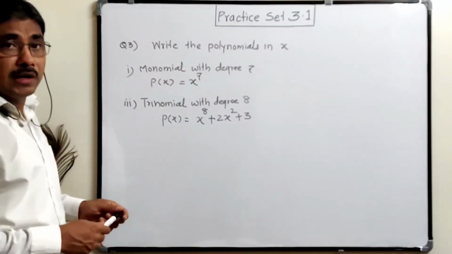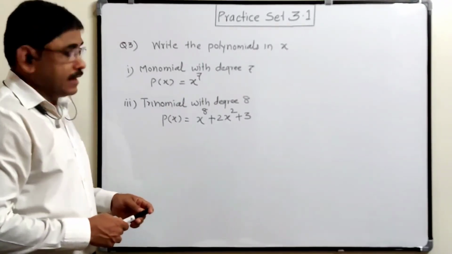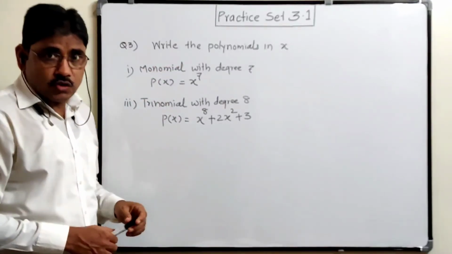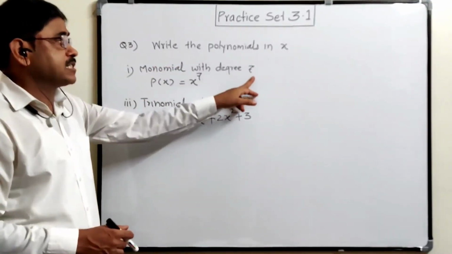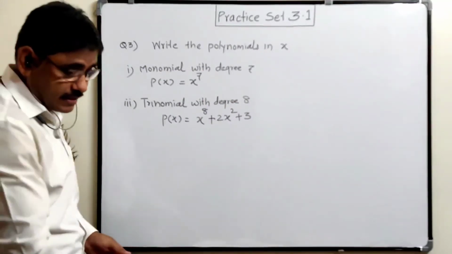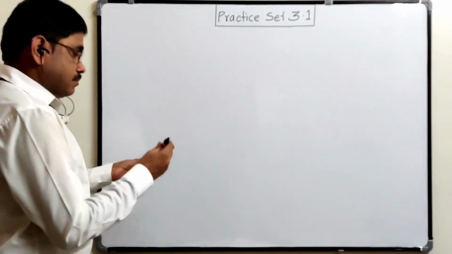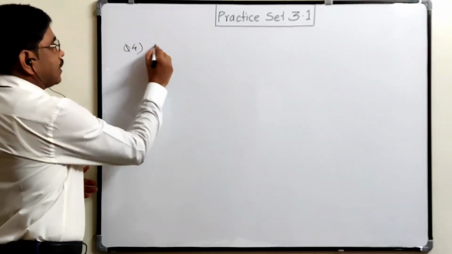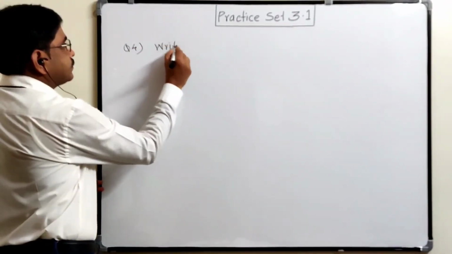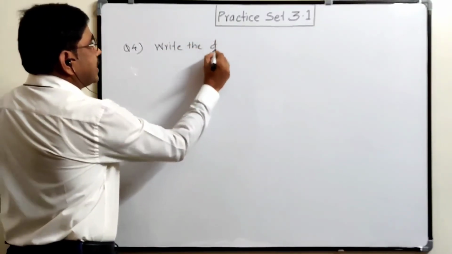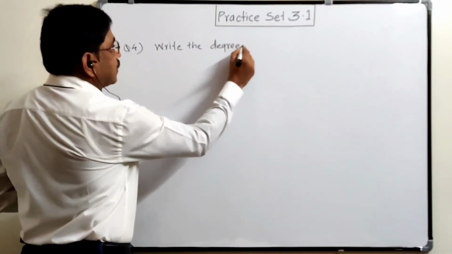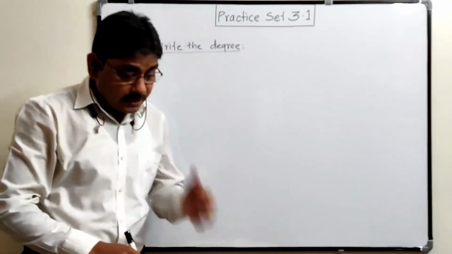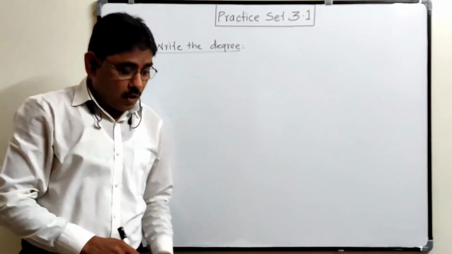So it is the polynomial with degree 8. So in this way, in this third question, we can write the polynomials of your own, but the degree must be 7, 8 or the given degree is there. Now question number 4 is write the degree. Degree means the highest power of the variable. If two variables are there, then the highest sum of the powers.